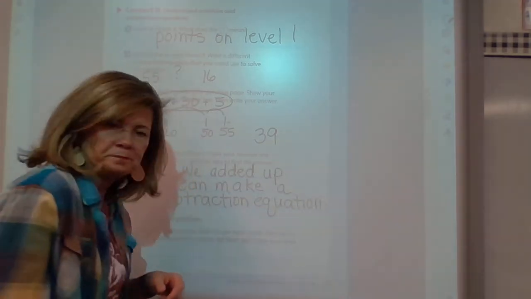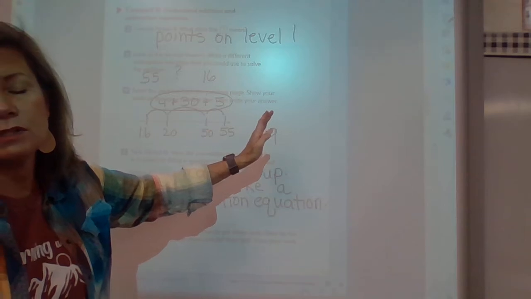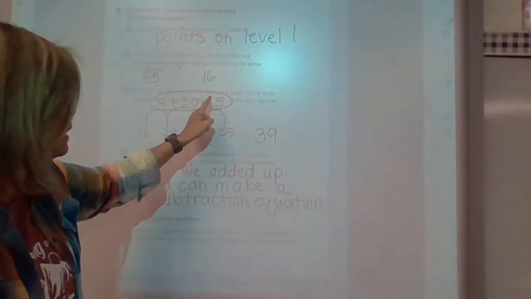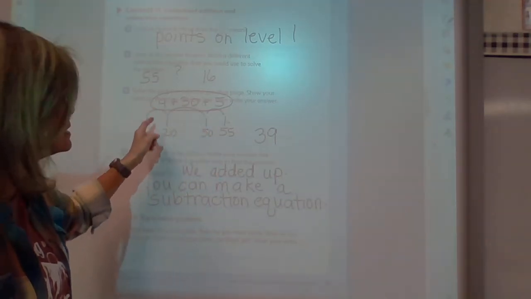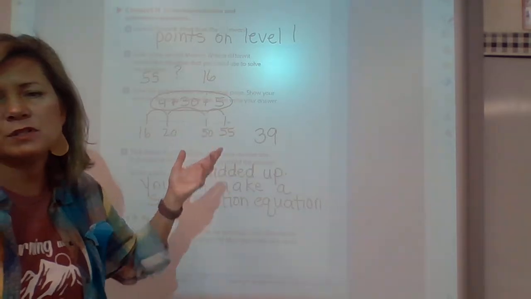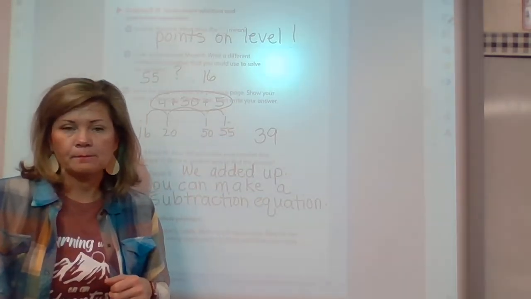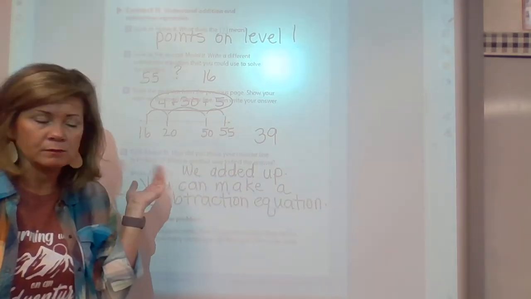On a number line, we hopped forward. To subtract on a number line, all you would do is hop backwards. It'd be the same thing. You'd go from 55 to 50, then you go from 50 to 20, then 20 to 16. So it's the same numbers. It just depends which direction. And for me, I like to add up. It's a little bit easier, okay? So if you did it a different way, you would subtract or you would go backwards.